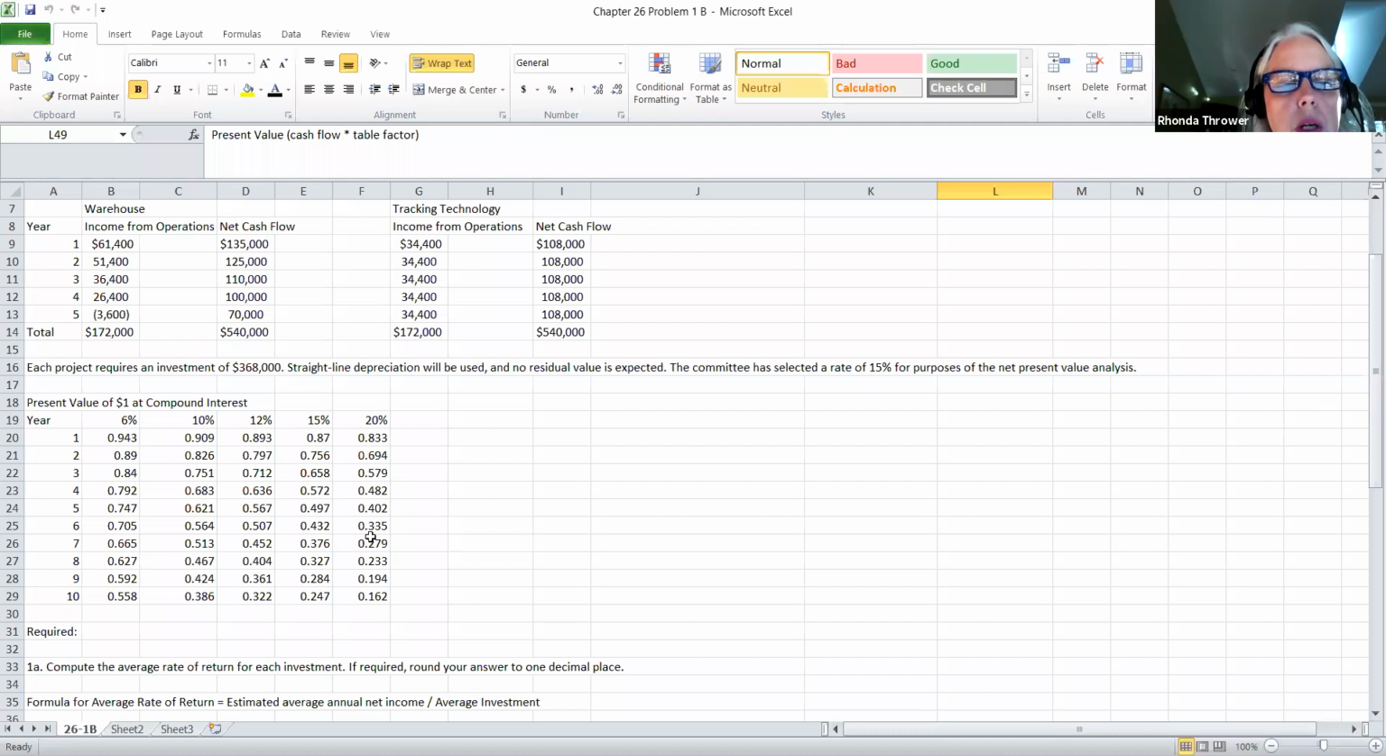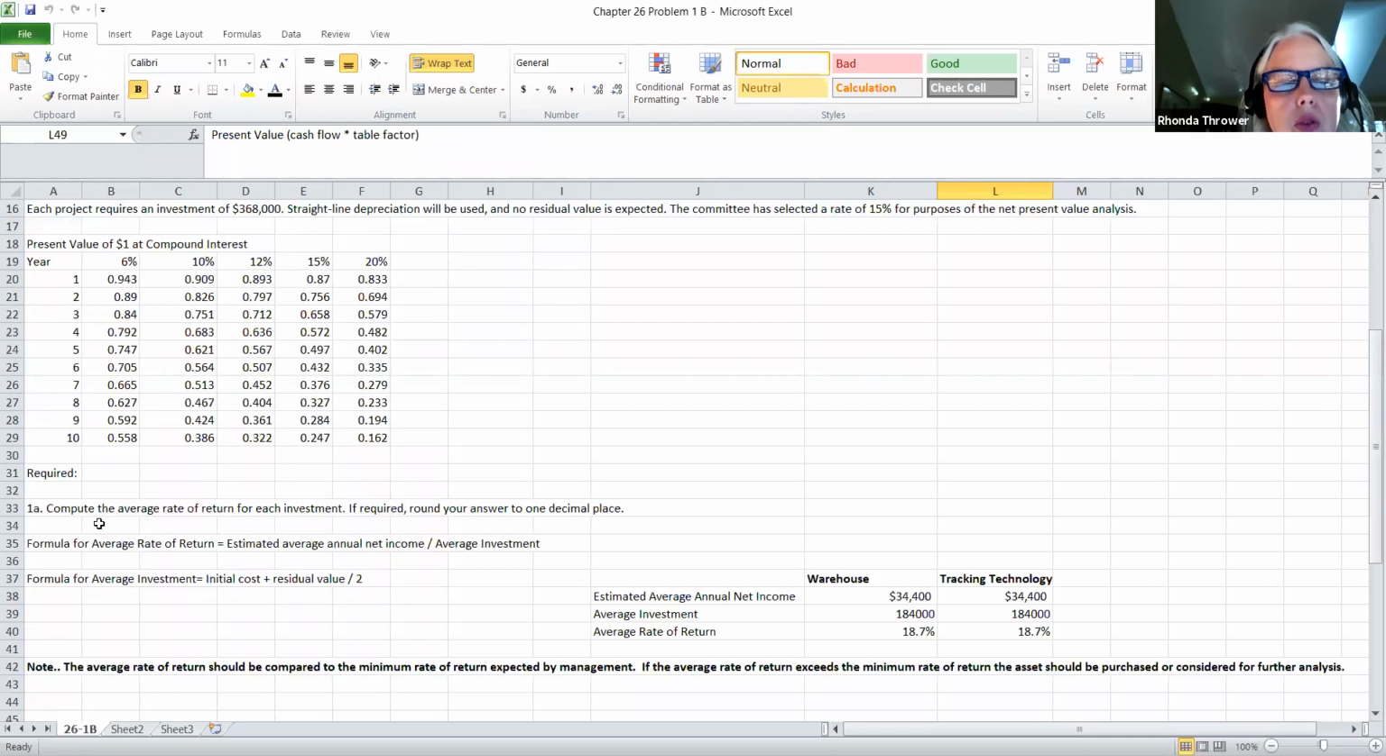What we're supposed to do in requirement number 1 is compute what is called the average rate of return for each investment. Now, when you're computing the average rate of return for each investment, you don't need the present value tables. It's just a mathematical formula that we're going to be using. And they're also telling you that if required, you should round your answer to 1 decimal place.